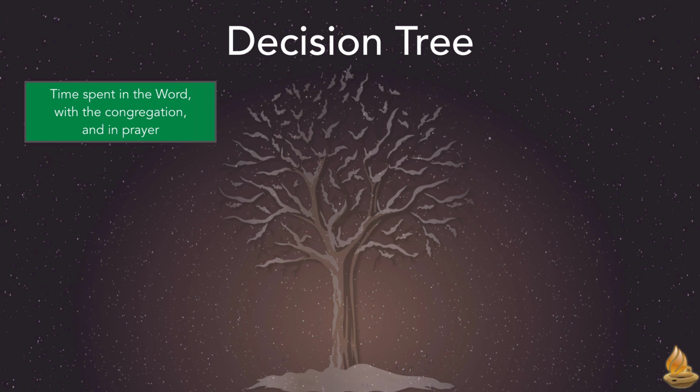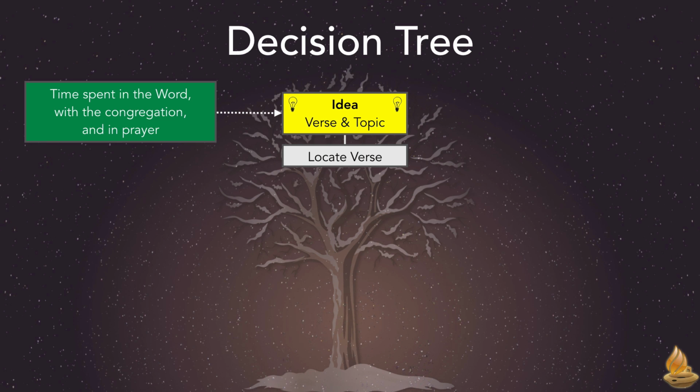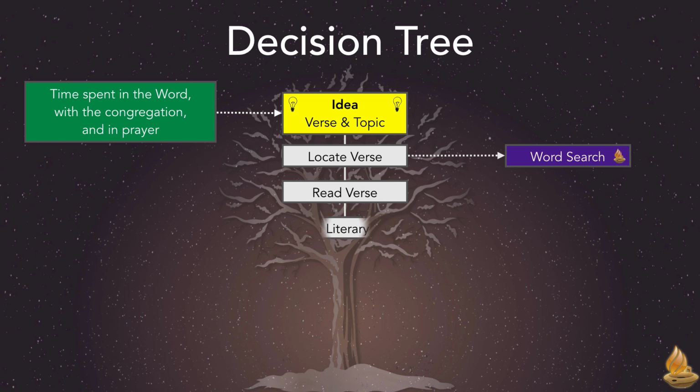Out of that lifestyle flows an idea for a sermon. In my own case, it's usually a fragment of a verse along with a general idea of a topic. The first thing I recommend we do is to locate the verse by opening Accordance and searching for one of the words in the verse. We then read the verse and immediately establish its literary context, as it's important to understand the verse as part of the larger passage around it.